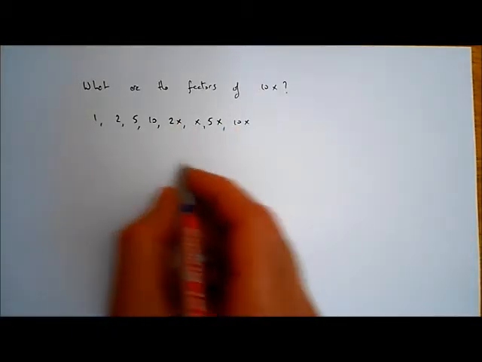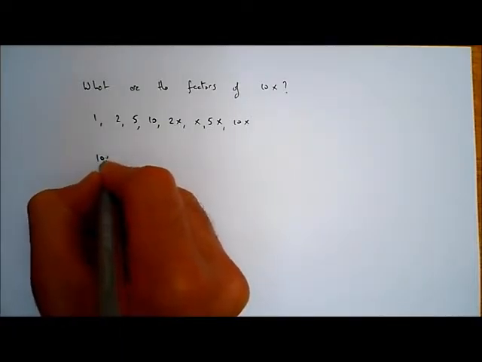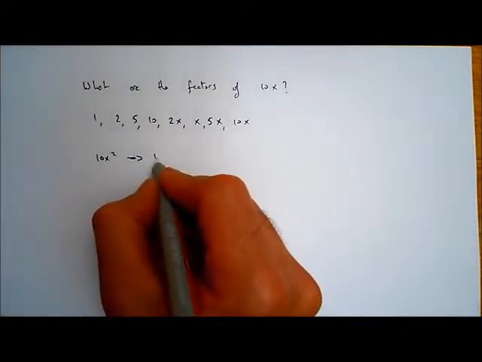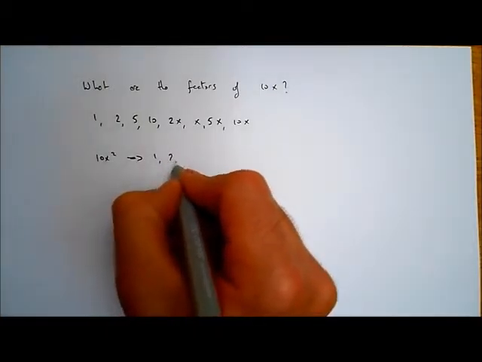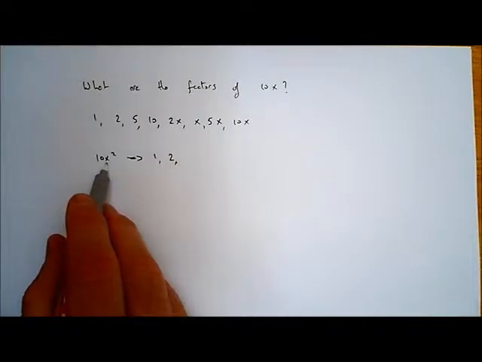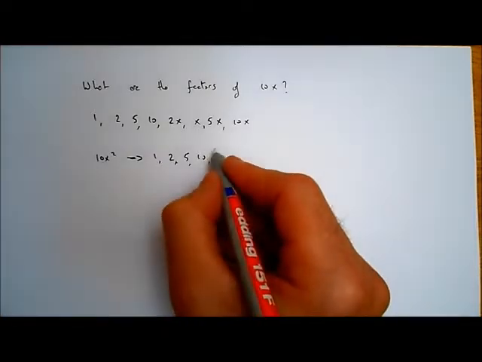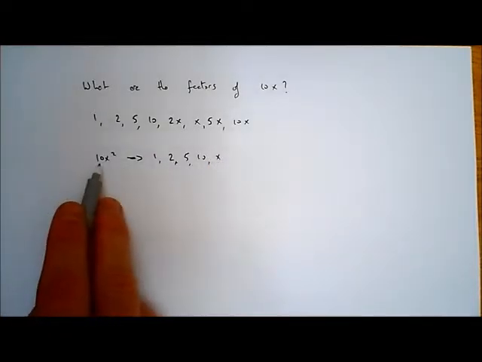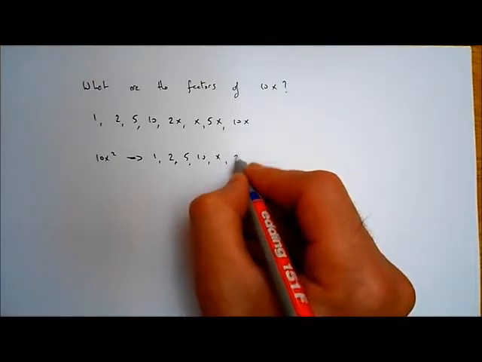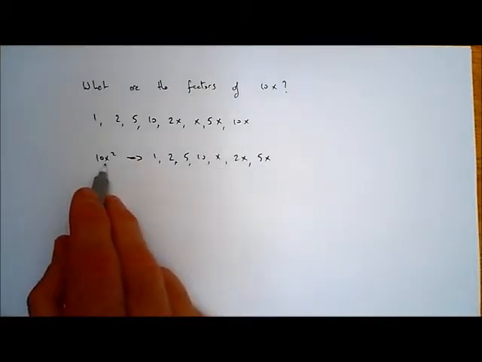Then let's have a look at another one. Let's say, what are the factors of 10x squared? So it's almost the same. Again, 1 is a factor of 10x squared. 2 will be a factor of 10x squared. It divides evenly. 2 multiplied by 5x squared will give me 10x squared. 5 is a factor. 10 is a factor. We could go x is a factor, because x multiplied by 10x will give me 10x squared. We could say that 2x is a factor, 5x is a factor. 5x multiplied by 2x will give me 10x squared.